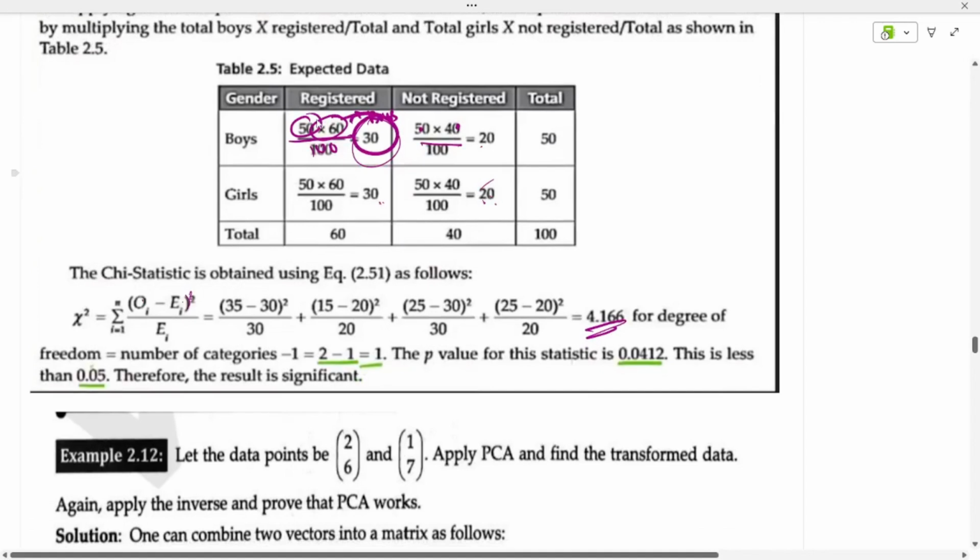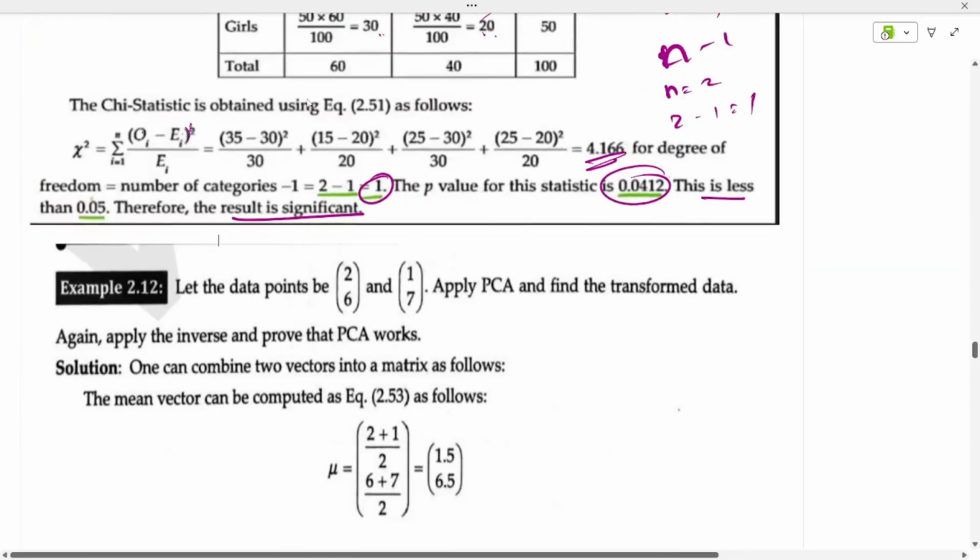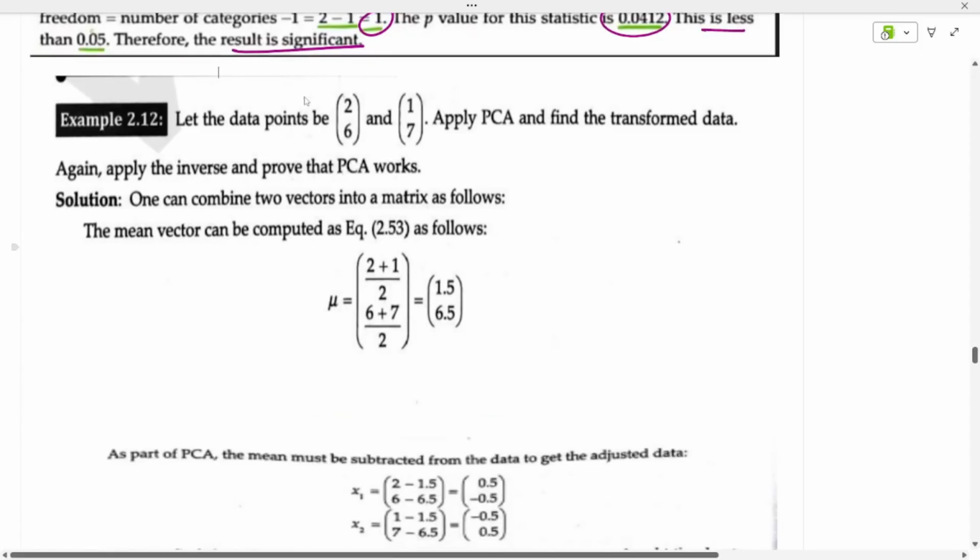Okay, that is the degree of freedom. For degree of freedom, the number of categories is 2, so n minus 1, where n is 2, 2 minus 1 is 1, for boys and girls. Now the statistic value is the p value. This you have to see from the table, 0.0412, that is less than the significance value, so the result is significant, and the hypothesis is accepted.